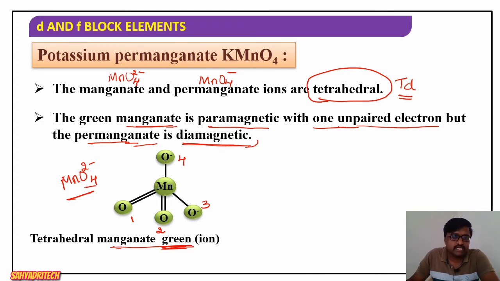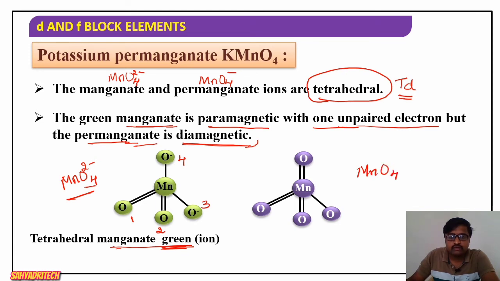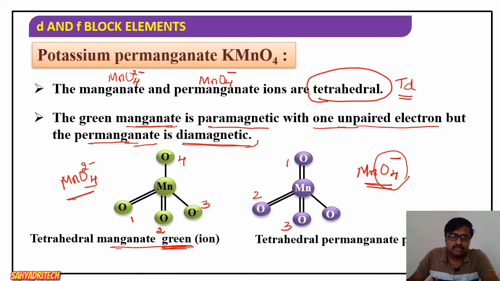Negative charge, -1 charge each. So overall, what is the charge here? MnO4 2 minus. It's about manganate ion. On the other hand, if you consider permanganate ion, MnO4 minus, out of 4 oxygen atoms, 3 oxygen atoms are bonded with a double bond, and 1 oxygen is bonded with a single bond and is going to carry minus charge.